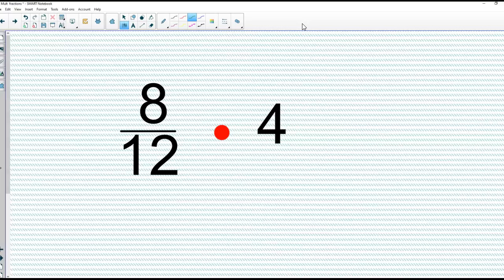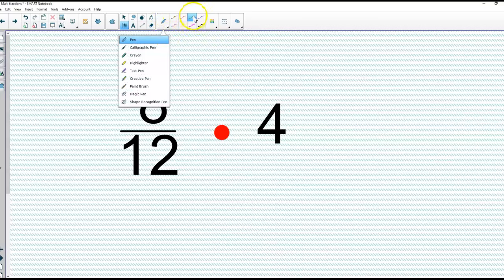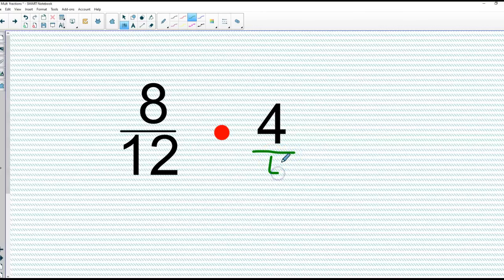Okay, so let's think about that. How can I make a fraction worth 4 wholes? Well, the common mistake people make is they want to put 4 over 4. And 4 over 4 is not 4 wholes. 4 over 4 equals 1. So that is not equal to 4. So do not put it over 4, please.